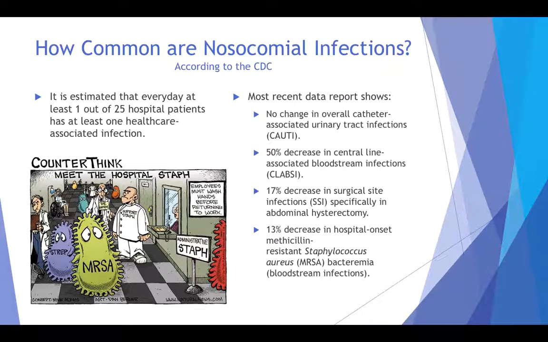So, how common are nosocomial infections? Well, according to the CDC, it is estimated that every day at least 1 out of 25 hospitalized patients has at least one healthcare associated infection. Most recent data shows that there has been no change in overall catheter associated urinary tract infections, but there has been a 50% decrease in central line associated bloodstream infections, a 17% decrease in surgical site infections, and a 13% decrease in hospital onset methicillin-resistant Staphylococcus aureus.